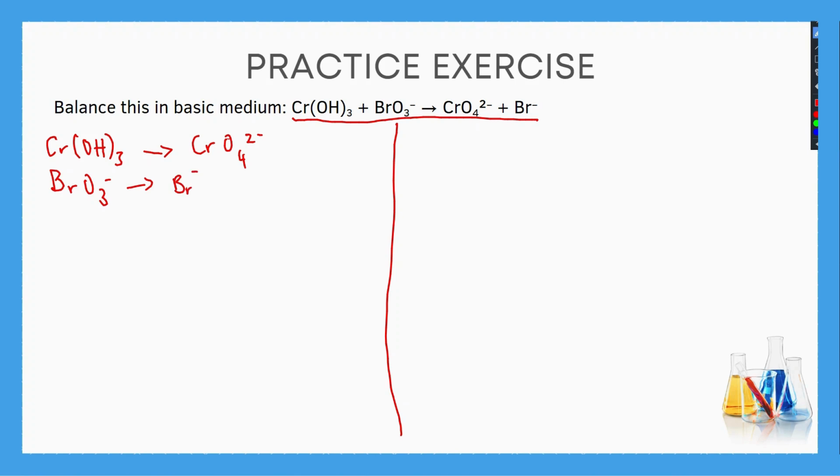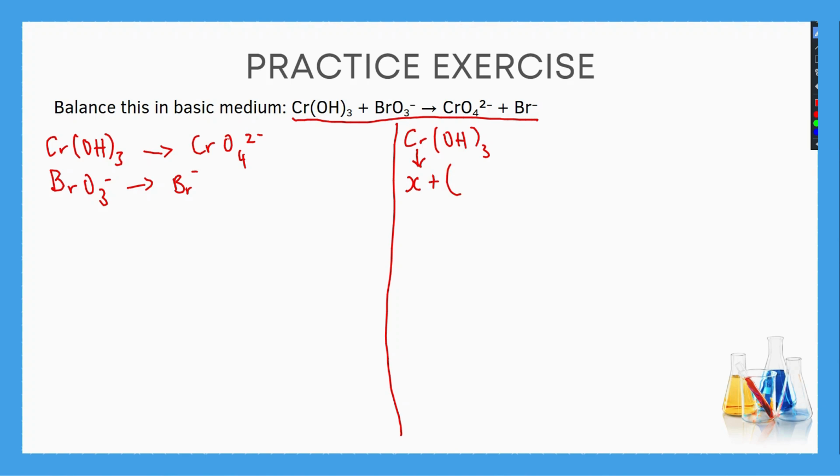Now, the next thing to do is to identify which half is the reduction half and which half is the oxidation half. So let's do that very quickly. For the first equation, let's find out the oxidation numbers of chromium on both sides, so we'll know whether it's the oxidation half or the reduction half. So we have Cr(OH)₃. Now, what is the oxidation number of chromium here? We do not know, so we call it X.